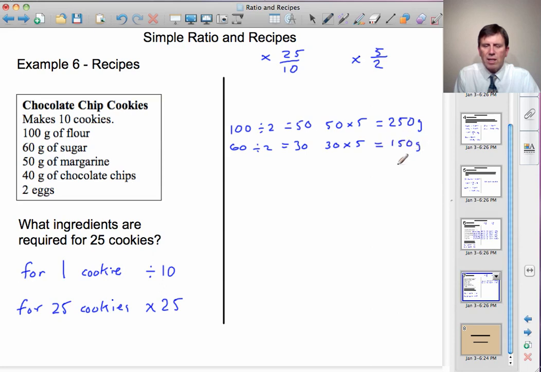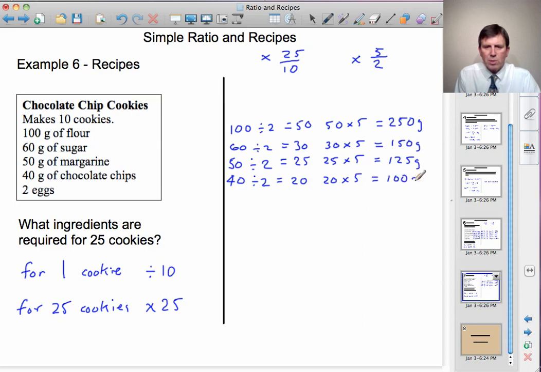Again, you don't have to do it in your head. Either use a calculator if it's a calculator paper, or just do the arithmetic, write down the sums on the side of the page. 50 divided by 2 is 25. And 25 times 5, 4 25s is 100, 5 25s is 125. And again, they're in grams. 40 divided by 2 is 20. And 20 multiplied by 5 is 100.